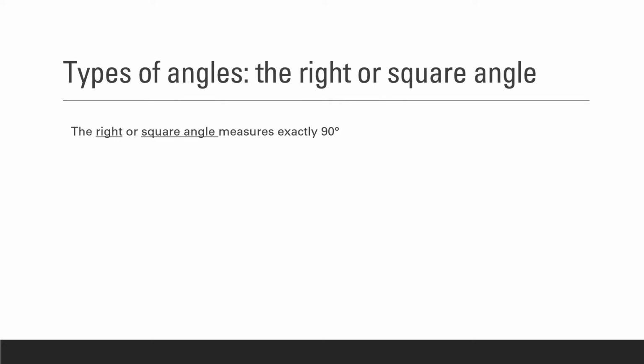Types of angles. We're starting with the right or square angle, one that you've surely seen before, but I can't stress how important it is. When you start with a vertex and you have a ray that goes straight up and another one that goes straight out to the side with that little square in the corner, that tells us that this angle measures exactly 90 degrees, and that's what a right angle is.